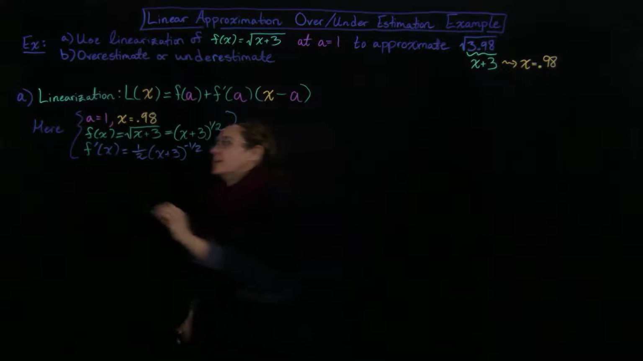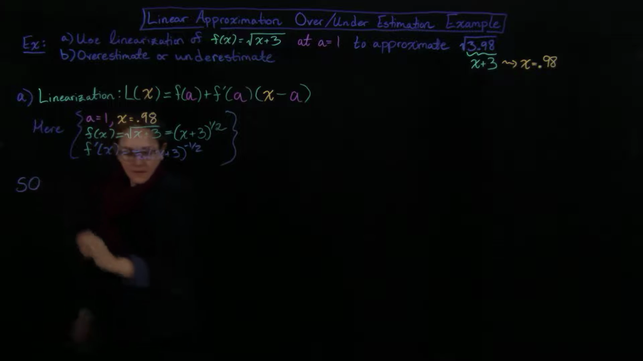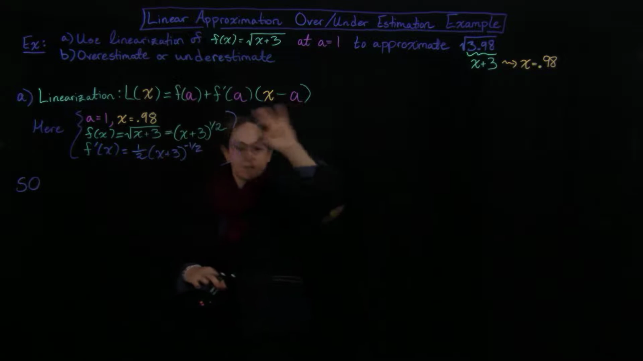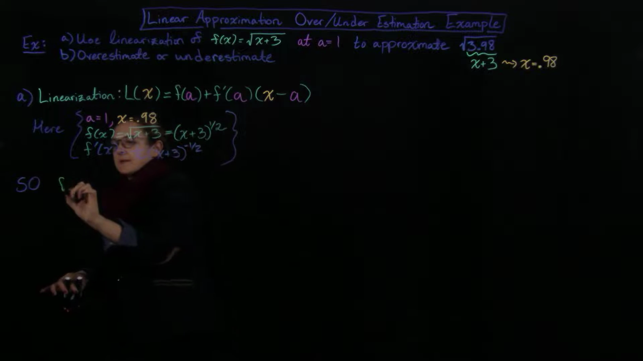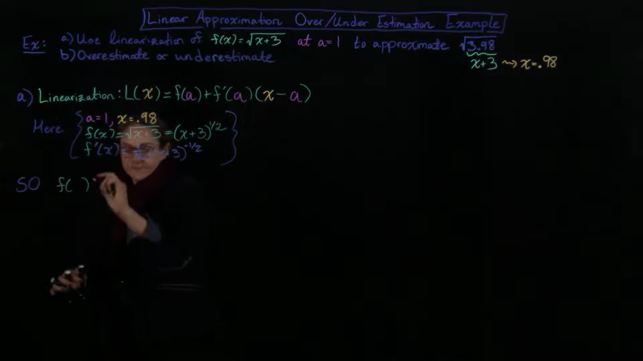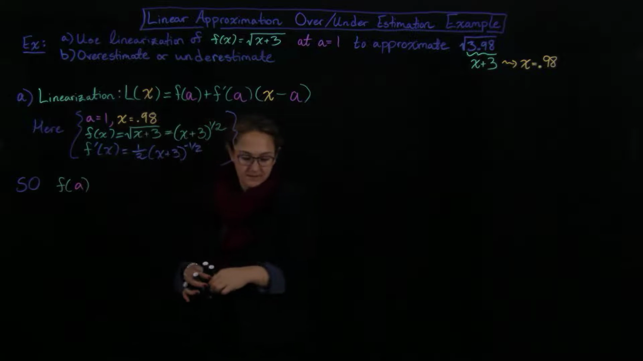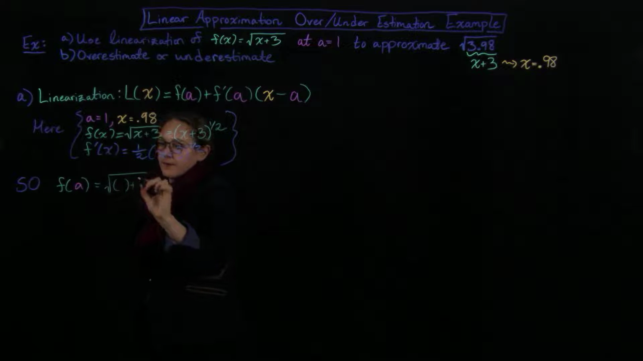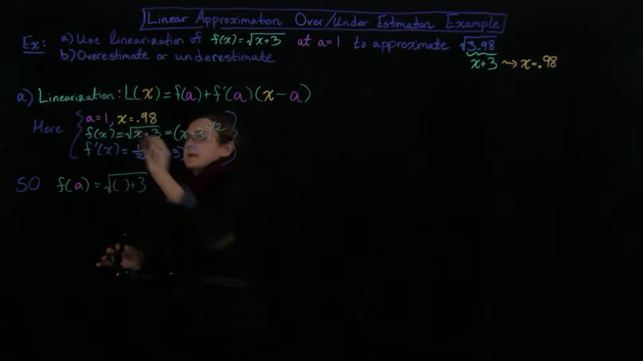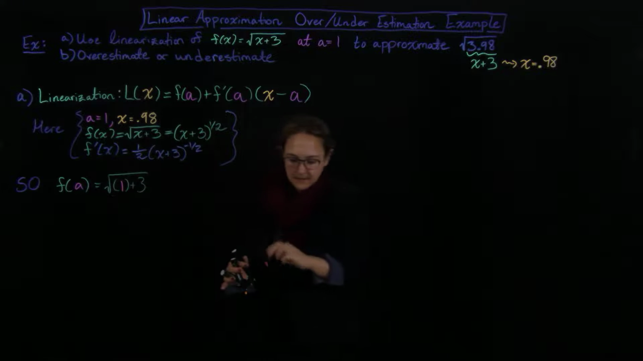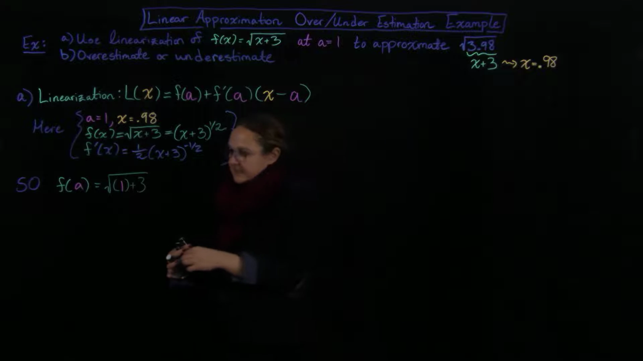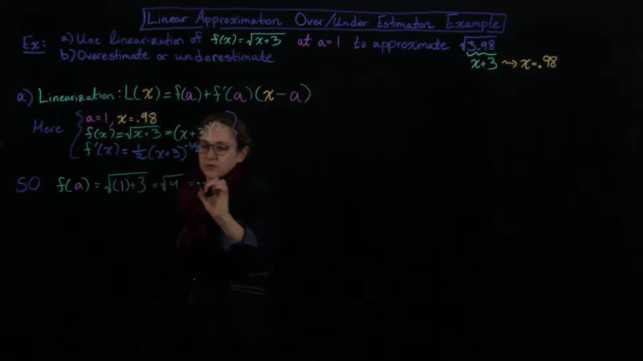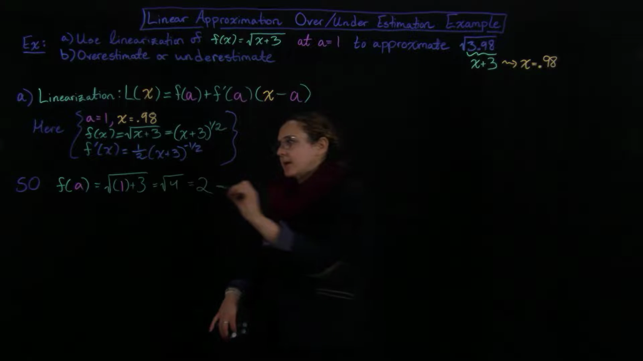We have all these things to compute, so let's worry about f of a first. How do I compute f of a? Well, this is just going to equal the square root of whatever our a is plus 3, but we know that our a is equal to 1, so I can just put that in there. That's just equal to the square root of 4, which is equal to 2. Great. So now we've computed our f of a.